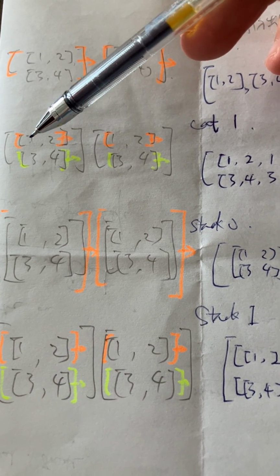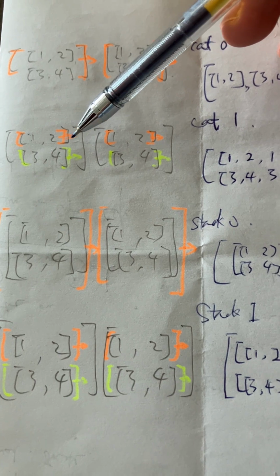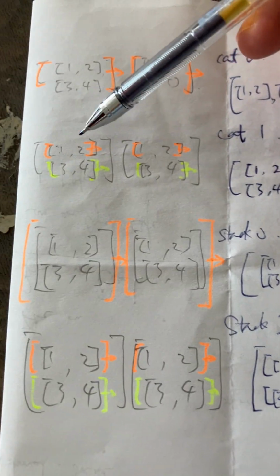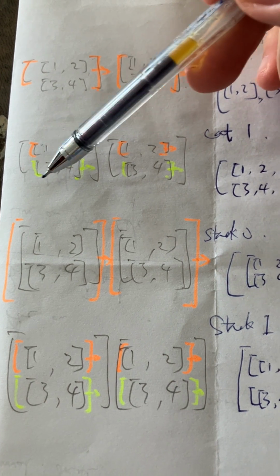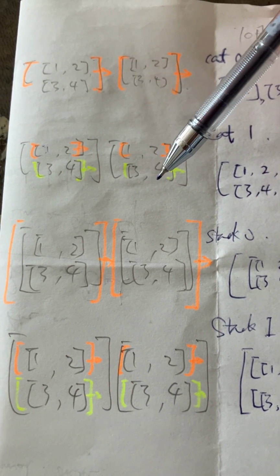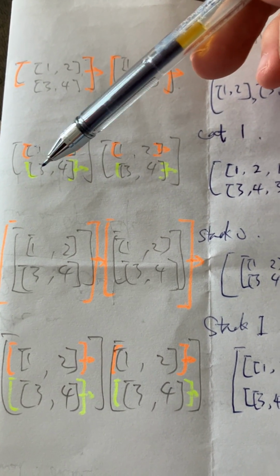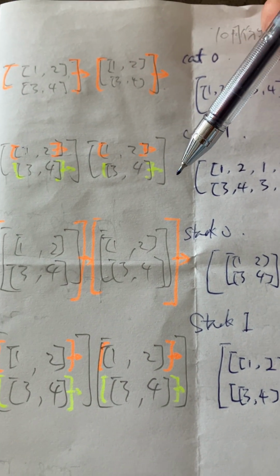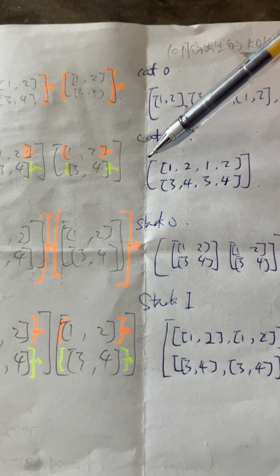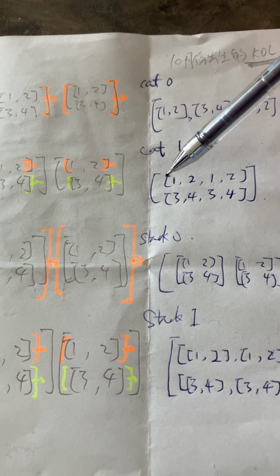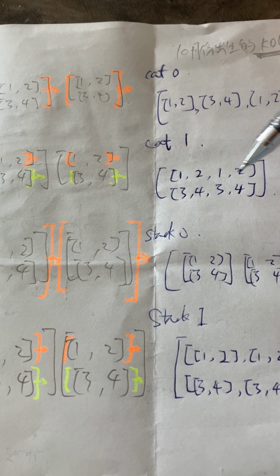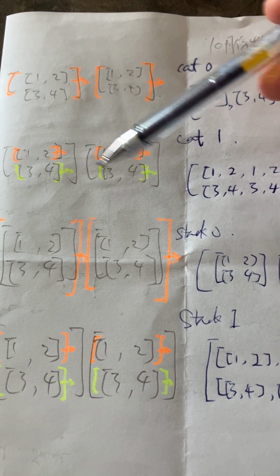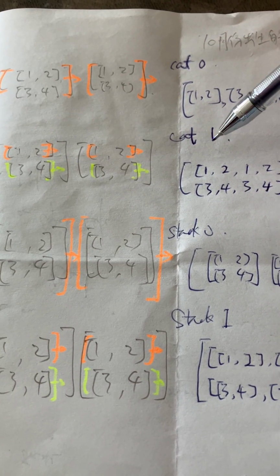So the result would be 1, 2, within the same bracket, 1, 2. And for the second one, the yellow will connect to the yellow. So 3, 4, followed by 3, 4. So the resulting tensor would be 1, 2, 1, 2, 3, 4, 3, 4. That is a train connecting one another along the first dimension.